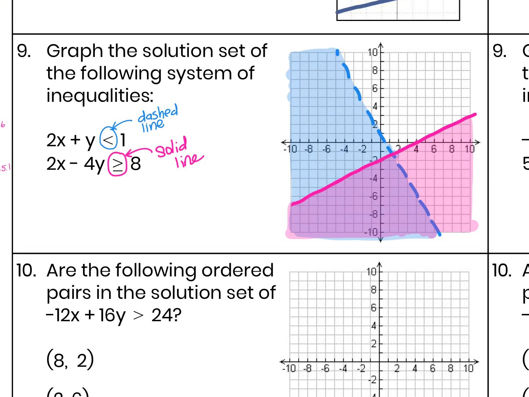Okay, and that is what our system of inequalities should look like. On your test, what they might do is they might only color in the solution set, meaning they might only color in the part where it's shaded by both colors.